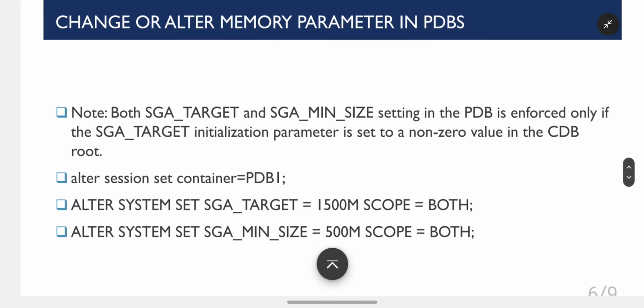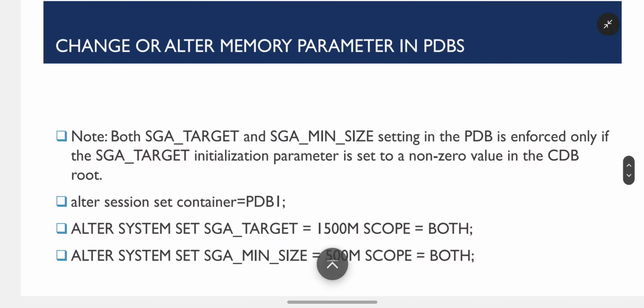Note, both SGA_target and SGA_min_size settings in the PDB are enforced only if the SGA_target initialization parameter is set to a non-zero value in the CDB root. Alter session set container equal to PDB1. This is the pluggable database name, PDB1 for example. Alter system set sga_target equal to 1500M, only for that, scope equals both.